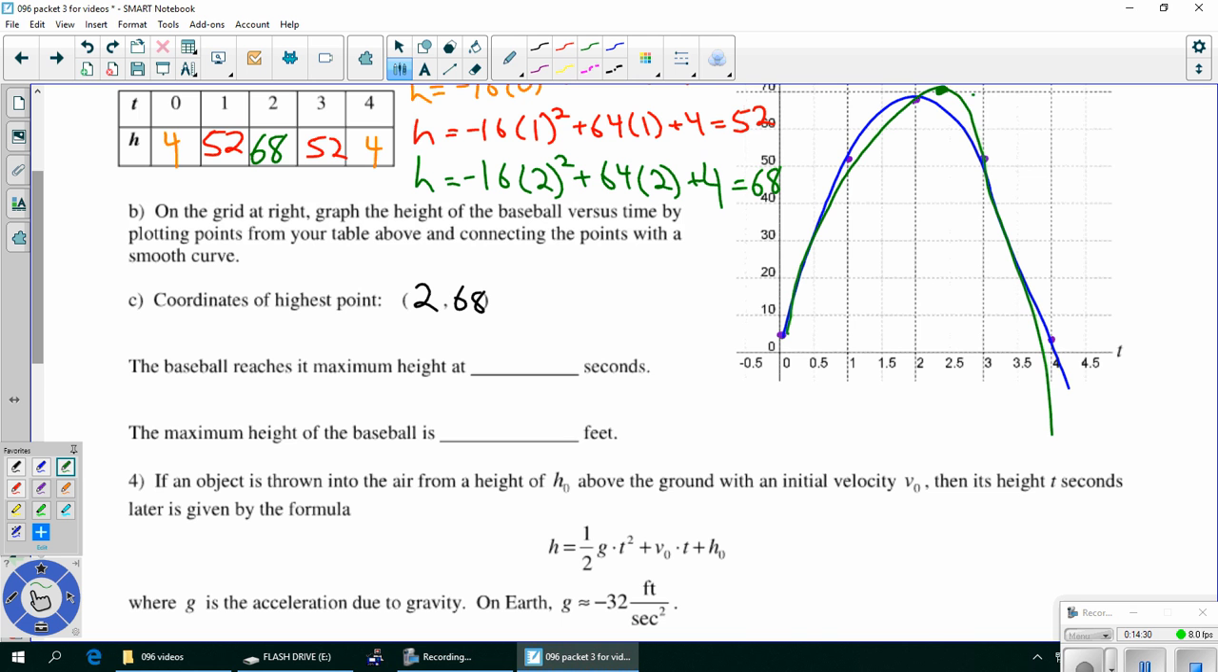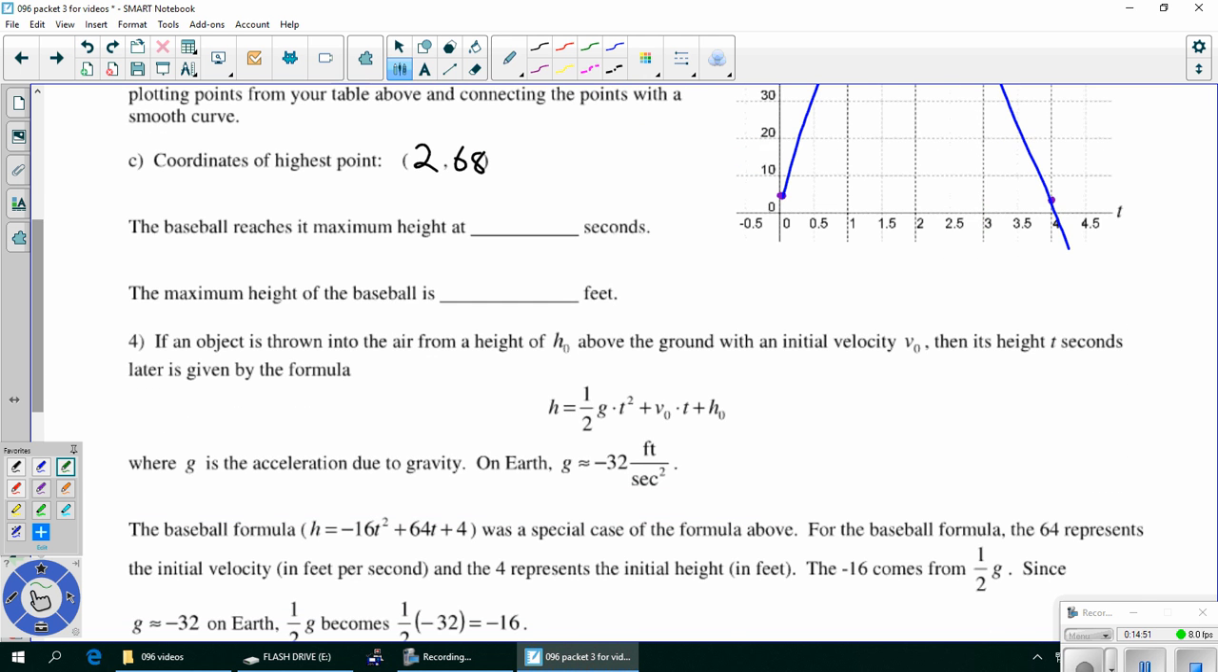We'll be getting there. But the fact is, it is the highest point because of this symmetry, the 52s being equal to each other. That means the highest point has to be smack dab in the middle of the 1 and the 3. So the highest point has to happen at t equals 2. But we just kind of got lucky here.